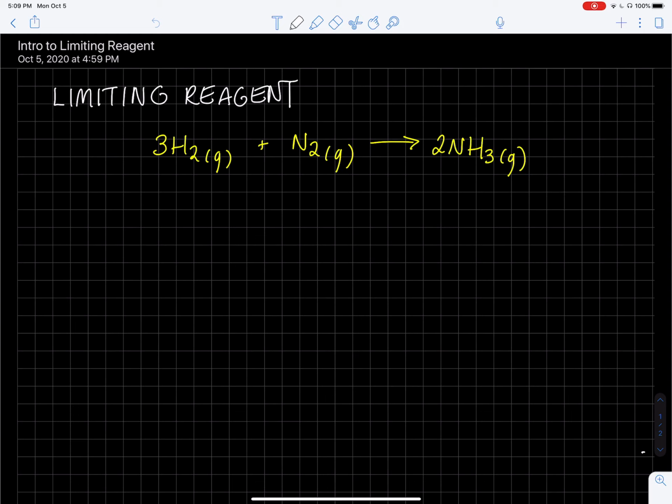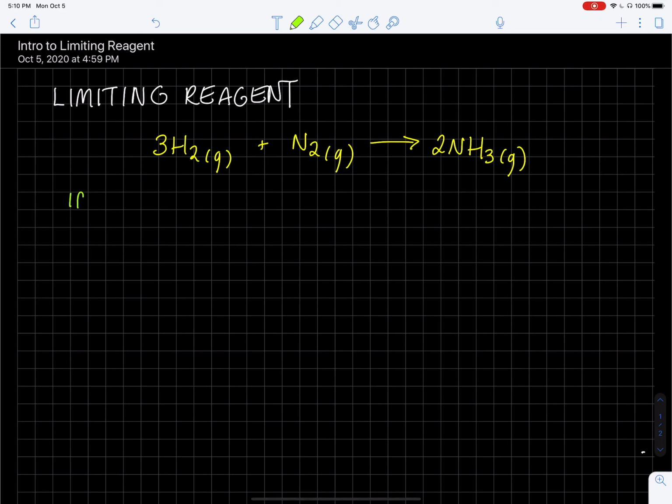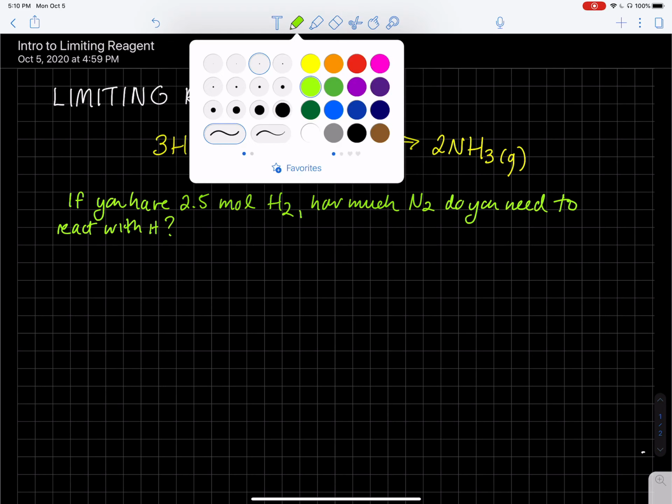So we're going to focus today just on this one reaction, hydrogen plus nitrogen going to make ammonia. This equation is already balanced for you. And I'll just start with this question: if you have 2.5 mole of hydrogen, how much nitrogen do you need to react with it? This is a stoichiometry problem that you've done something like before. So you can go ahead if you want and stop the video and answer it, and then come back and see my answer. This is just sort of a stoichiometry review.